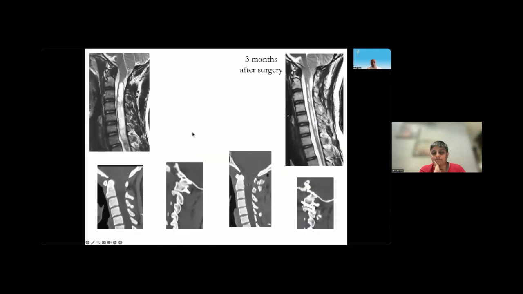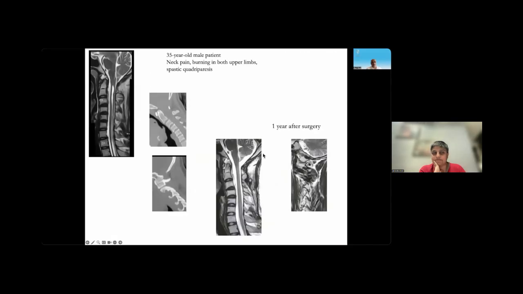Yesterday I operated and this morning, the patient said, "Doctor, I love you." That is the satisfaction, that is the gratification you can get. Syringe reduction. This is another one, one year after surgery, the syrinx finished. It will never finish actually.